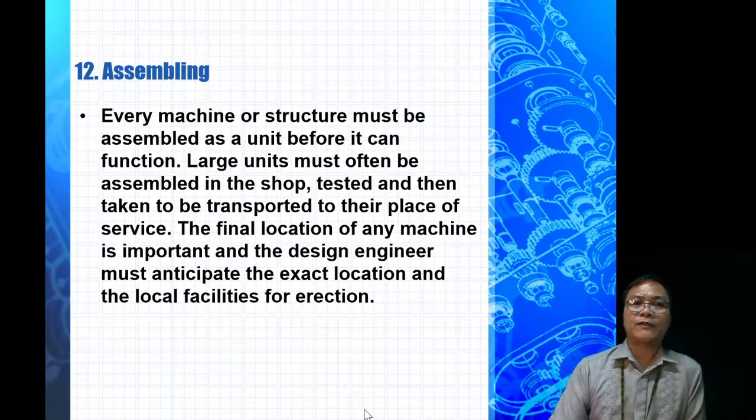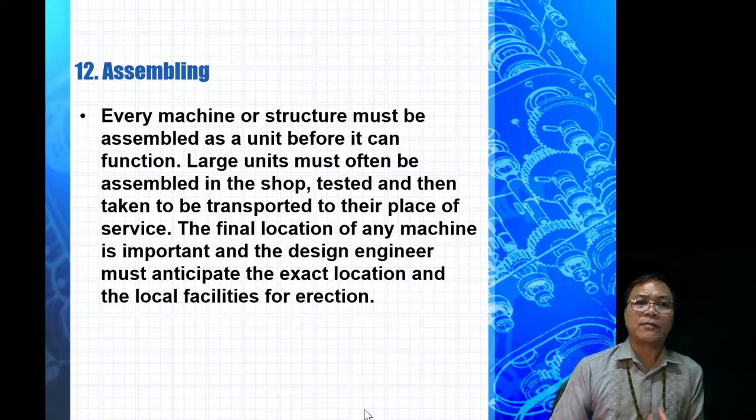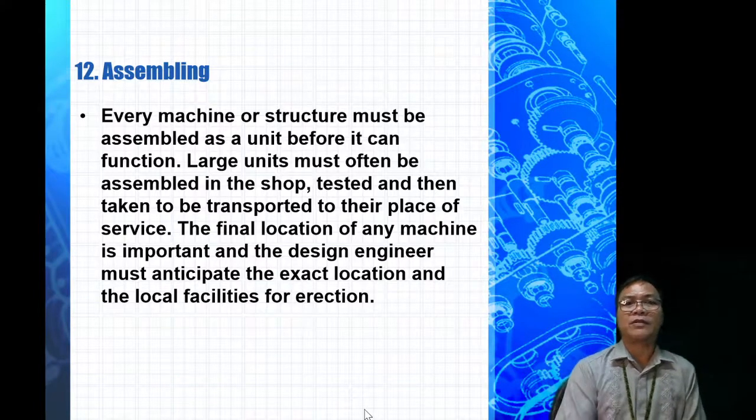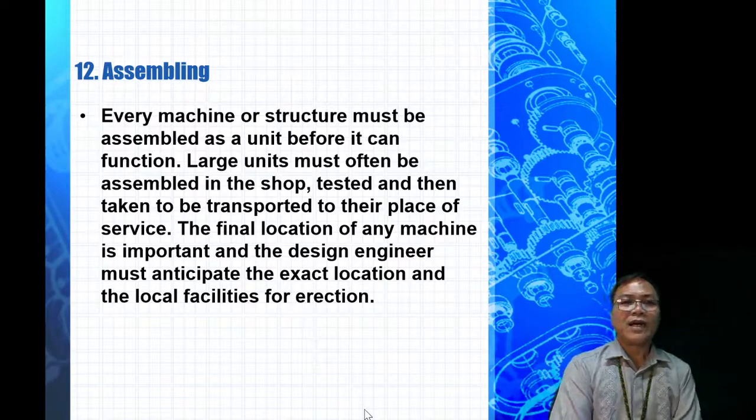Okay, number 12: every machine or structure must be assembled as a unit before it can function. Large units must often be assembled in the shop, tested, and then transported to their place of service. The final location of any machine is important, and the design engineer must anticipate the exact location and the local facilities for erection. So assembling is also something you have to consider.